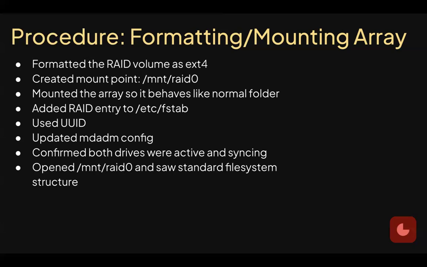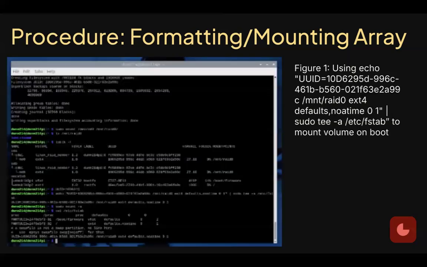I also updated the mdadm configuration so the Pi automatically reassembles the array at startup. After that, I checked the RAID status and confirmed both drives were active and syncing. Finally, when I opened /mnt/raid0, I saw the standard file system structure, which confirmed the RAID volume was successfully created and ready to use. This screenshot shows the final procedures that I just spoke about for formatting and mounting the array.